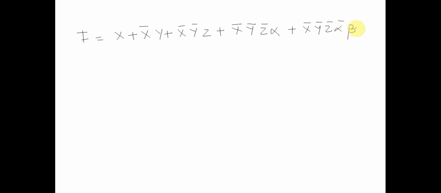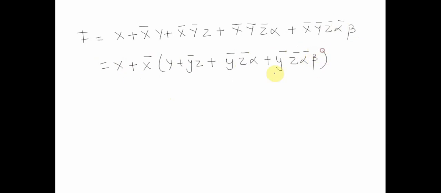Let's say we have a circuit called f is equal to x plus x bar y plus x bar y bar z plus x bar y bar z bar alpha plus x bar y bar z bar alpha bar beta. Correct? Can we simplify this circuit? Yes, we can. What we can do over here is take x bar common: x plus x bar times y plus y bar z plus y bar z bar alpha plus y bar z bar alpha bar beta.